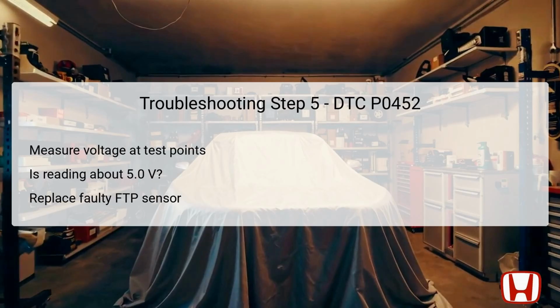Following the continuity check, the fifth step involves measuring the voltage across specific test points when the vehicle is set to the on mode. With the FTP sensor's 3P connector still disconnected, voltage should ideally be about 5.0 volts across the FTP sensor 3P connector number 3, relative to body ground.